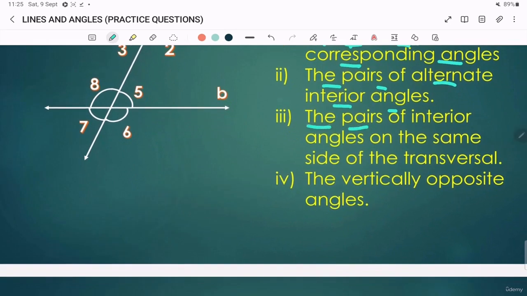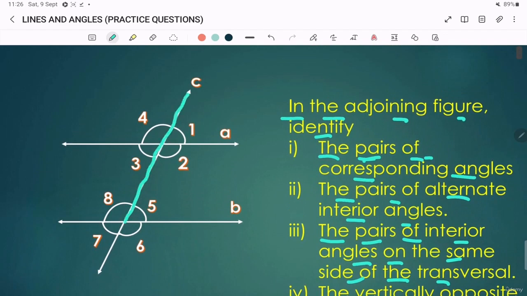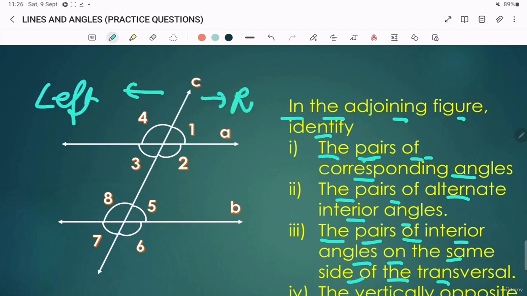Third part is the pairs of interior angles on the same side of the transversal. We need to find out the pairs of interior angles which are on the same side of the transversal. This is transversal. It is left side of transversal and it is right side. This angle 3 and angle 8 are interior angles and they are on the same side. They are on the left side of the transversal. So first pair is angle 3 and angle 8.